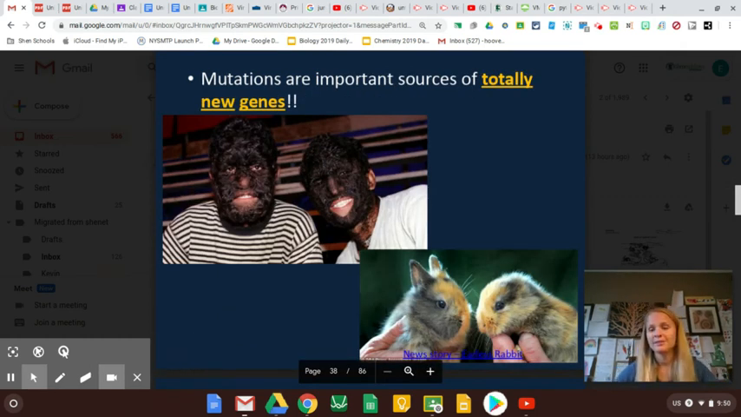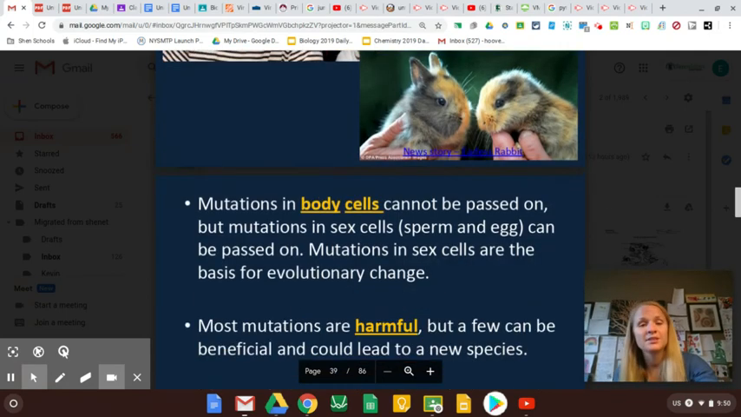So here's an example of just mutation causing totally new genes. I don't think either of these are an advantage, one that would help evolution, but there were rabbits born with no ears, and there are people born with hair all over their face. So that's probably not one where it's an advantage, probably one where it's a disadvantage.